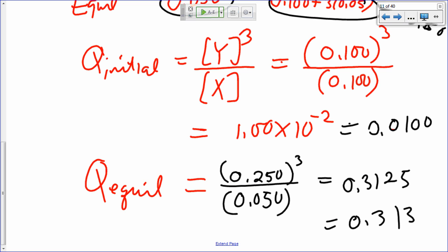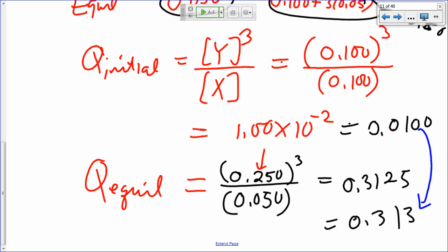So what happened to my Q? From 0.0100, it went up to 0.313. It went up or down? You can see that as this reaction goes forward, you're making more numerator, more products. Your Q increases.